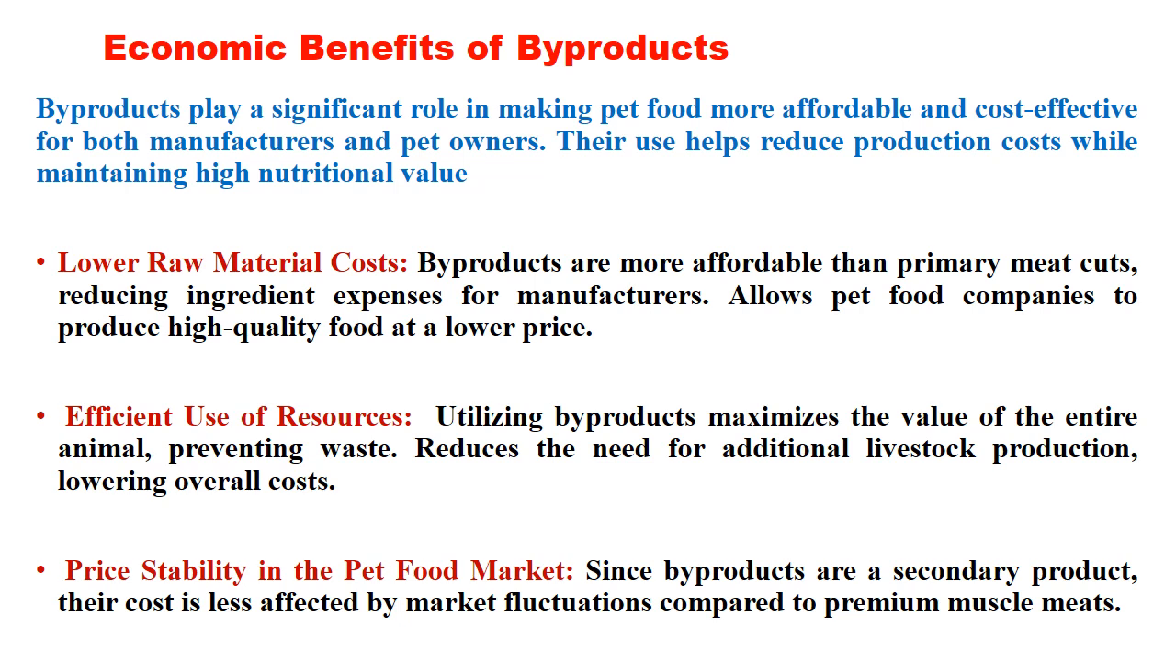Secondly, the efficient use of resources. Utilizing byproducts maximizes the value of the entire animal, preventing waste. It reduces the need for additional livestock production, lowering overall cost. And thirdly, price stability in the pet food market. Since byproducts are a secondary product, their cost is less affected by market fluctuations compared to premium muscle meats. So by using byproducts, we can have a stable price for pet food.